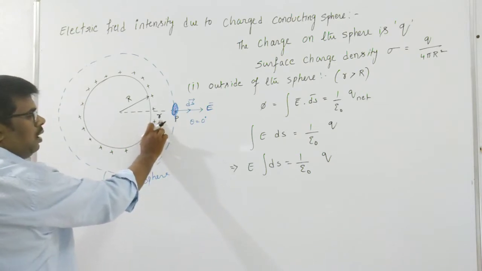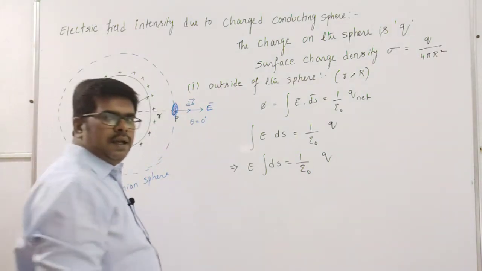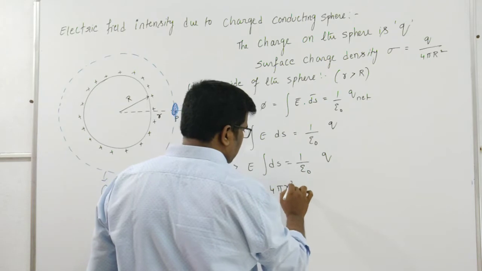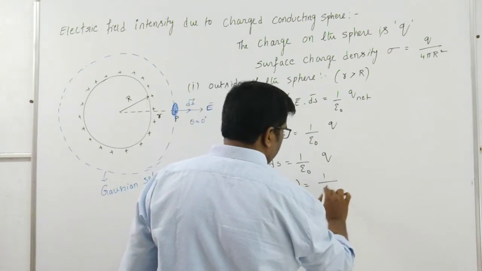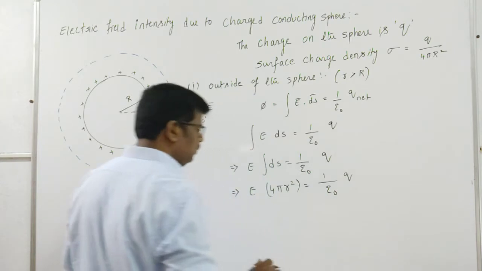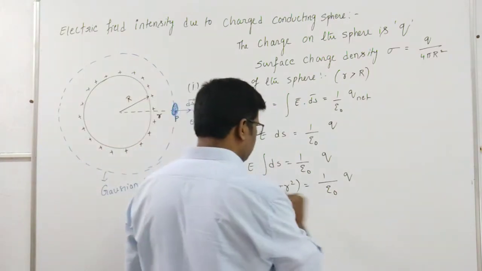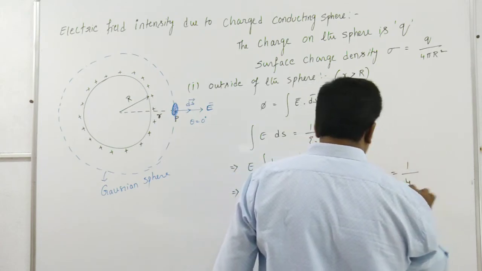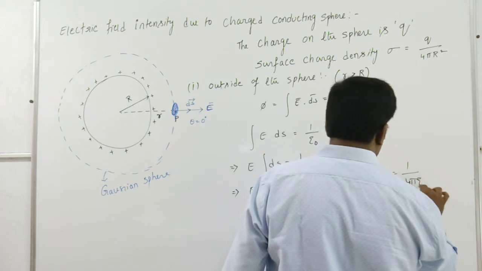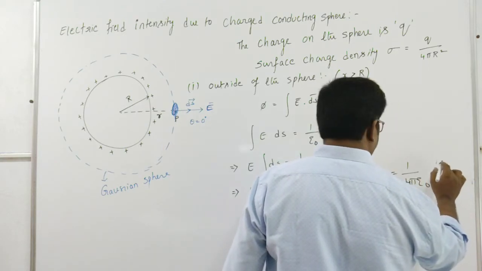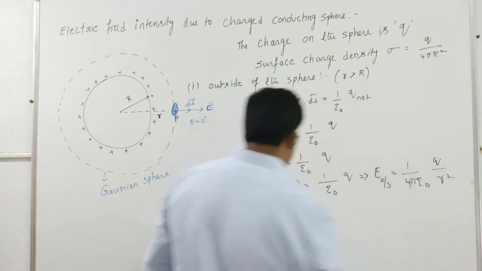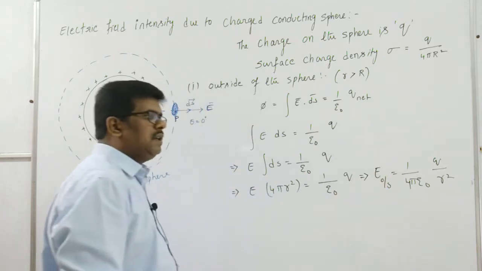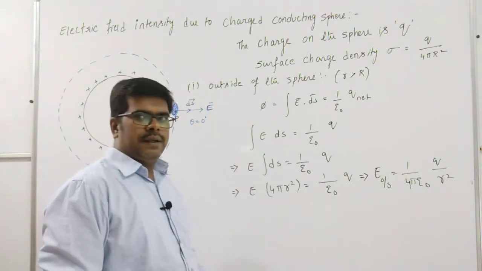Here the radius is r, and the Gaussian surface area is 4 pi r square because it is spherical in shape. So 4 pi r square times E is equal to 1 by epsilon naught times q. If you rewrite this, E outside is equal to 1 upon 4 pi epsilon naught into q by r square. This is the electric field intensity outside of the conducting sphere.